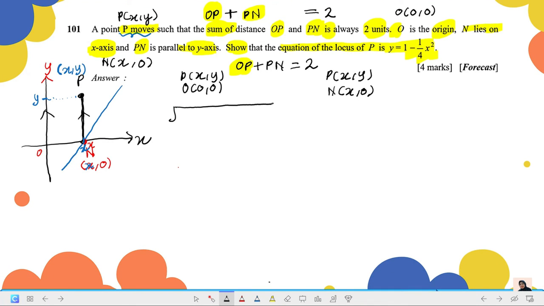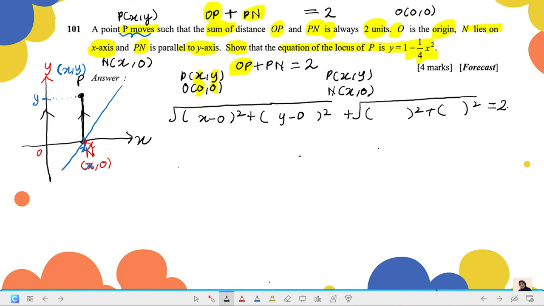For OP, you take the distance using the distance formula. Always do it like this: square root of (x minus 0) squared plus (y minus 0) squared, plus PN, which is the square root of (x minus x) squared plus (y minus 0) squared. Simplify it.